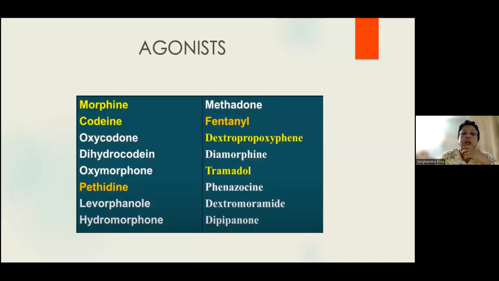Now, what are the agonists which do not have ceiling effects? They are morphine, codeine, oxycodone, diamorphine, oxymorphone, pethidine. Those opioids which are actually available in India are very few out of this, and they are morphine, codeine, pethidine, fentanyl, dextropropoxyphene, and tramadol. So all these agonists do not have any ceiling effect. Until you see that the patient is having side effects or has had proper pain relief, you can go on increasing the dose.